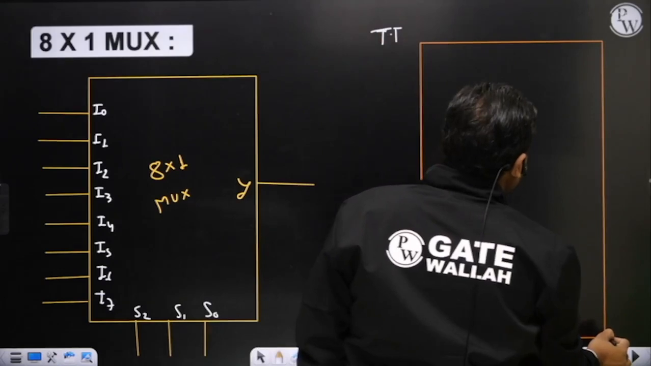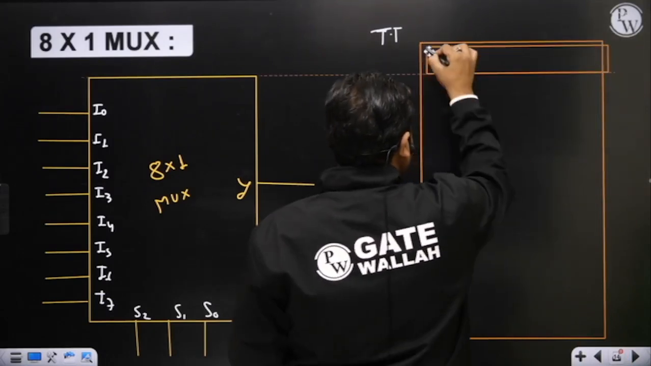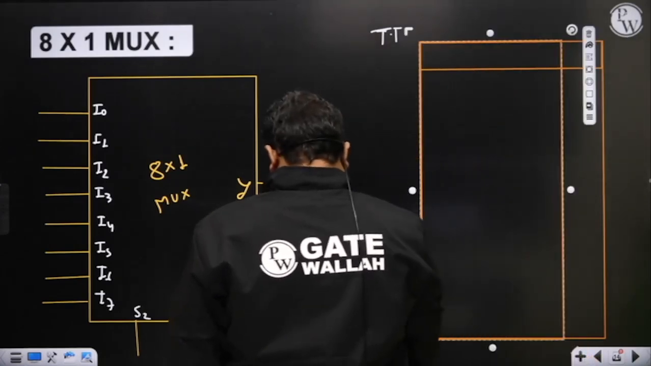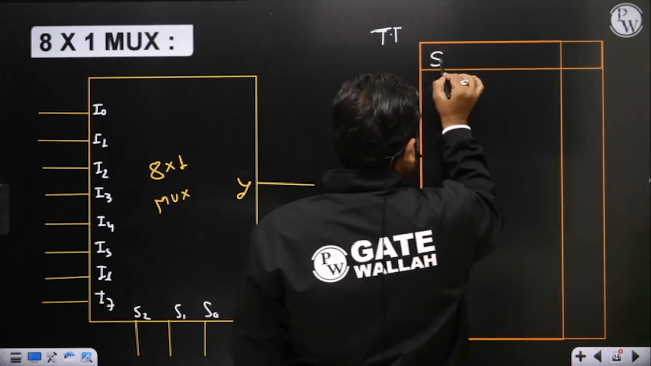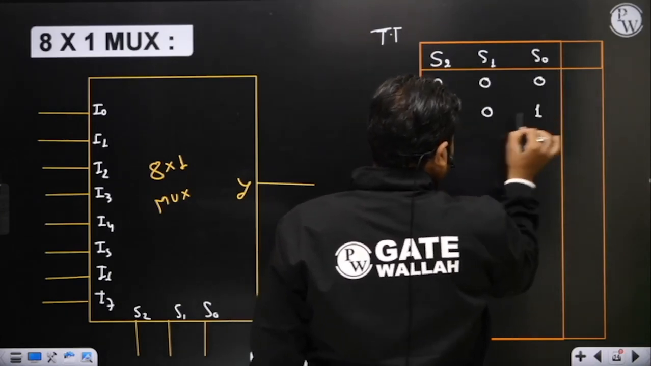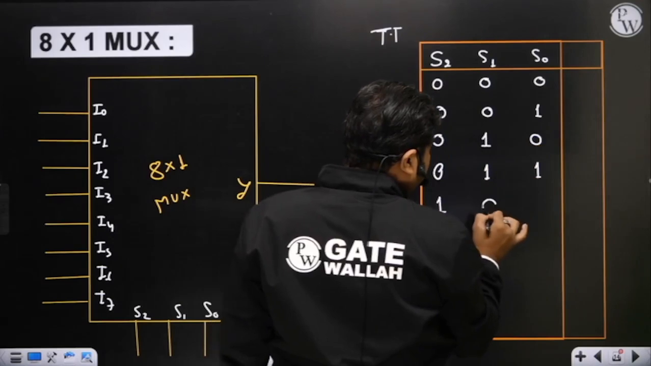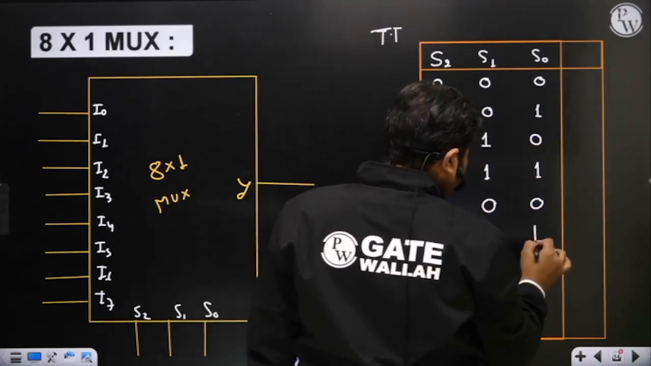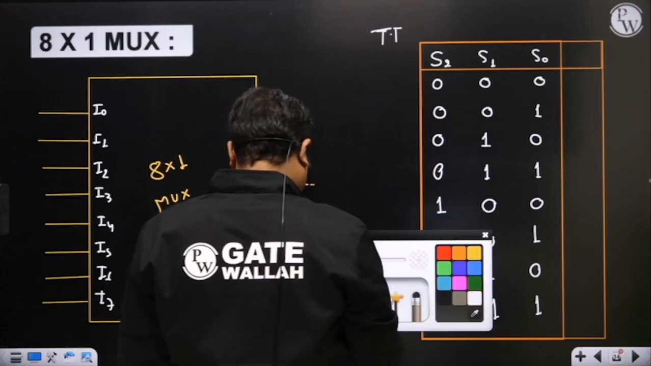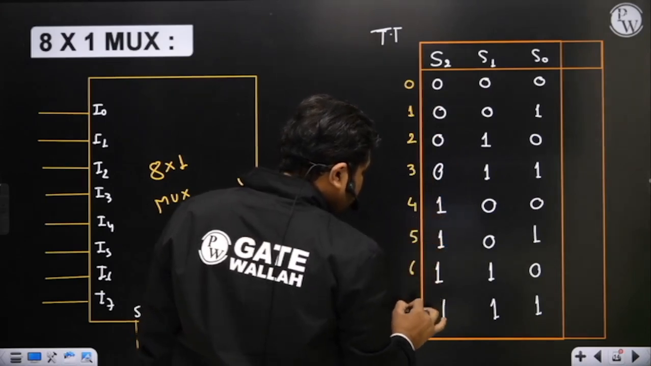Yes. Great. So here I am trying to show you the table. With the 3 select lines, how many possibilities? Sir, total 8 possibilities. S2, S1, S0: 0 0 0, 0 0 1, 0 1 0, 0 1 1, 1 0 0, 1 0 1, 1 1 0, 1 1 1, which correspond to 0, 1, 2, 3, 4, 5, 6 and 7.